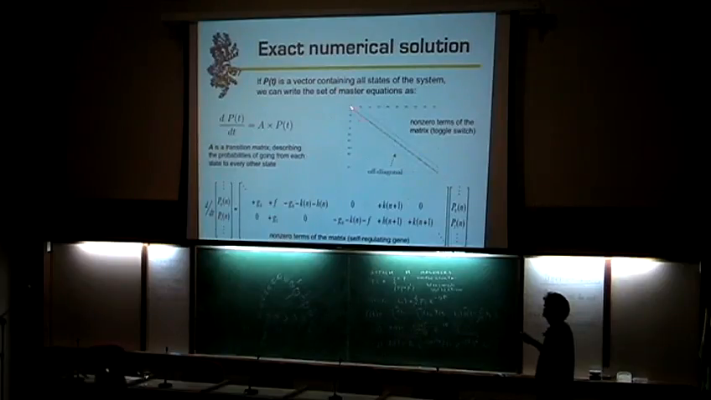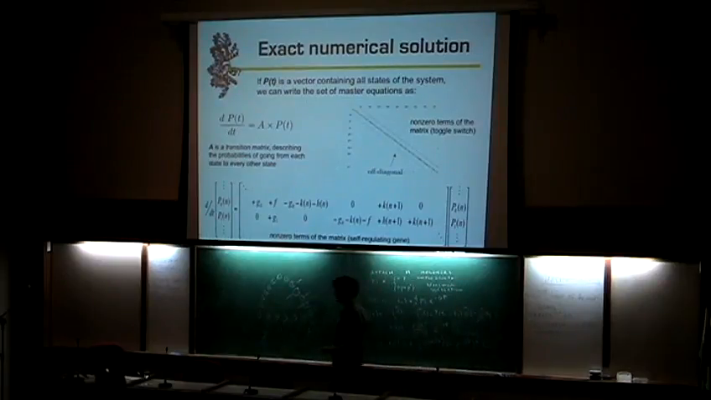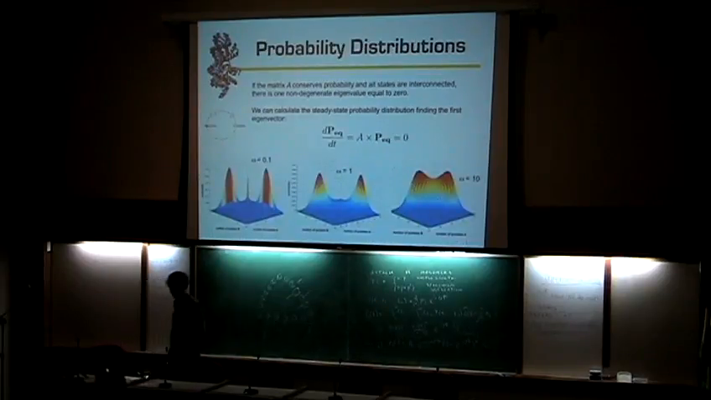This is what the matrix looks like for the toggle switch. It has a lot of off-diagonal terms. It's a sparse matrix, but it has off-diagonal terms, so it's not always that easy to work with. Okay, but now using this description, say we can calculate this probability distribution.